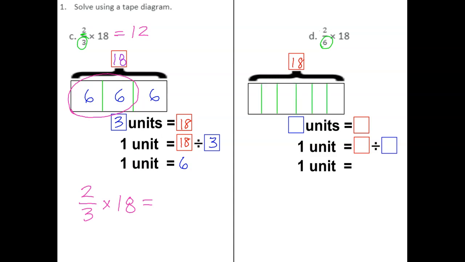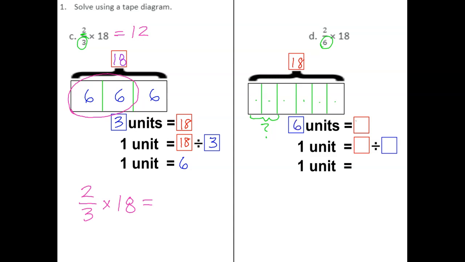So now we have 6 parts. You can count the 6 parts here. 1, 2, 3, 4, 5, 6. Remember, they want to know how much these 2 parts are equal to. We're going to find 1 unit, and then our 1 unit is going to help us find that 2 units by simply doubling.